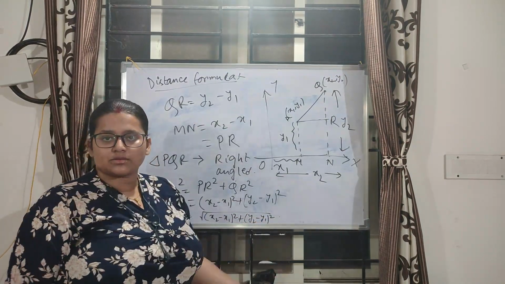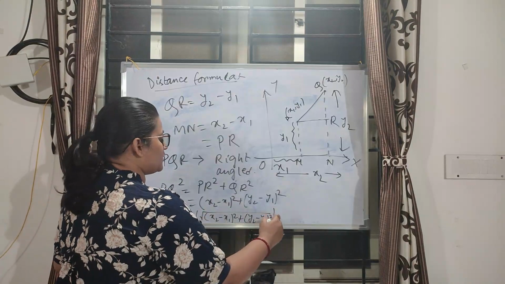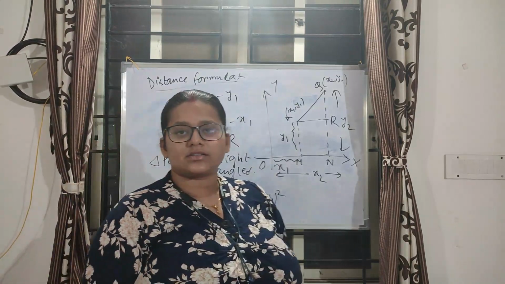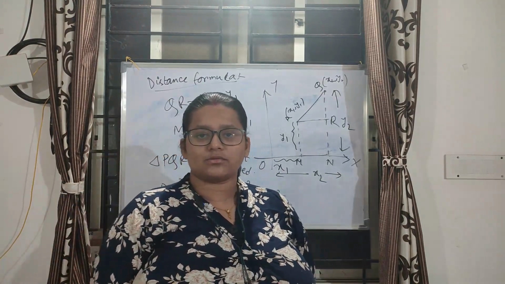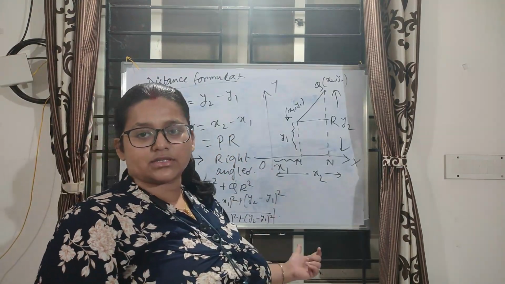This will always take a positive value. So I am putting the modulus here, because square root means plus or minus will come, but distance cannot be negative. So it will always be positive. So that's why I am taking the modulus here.